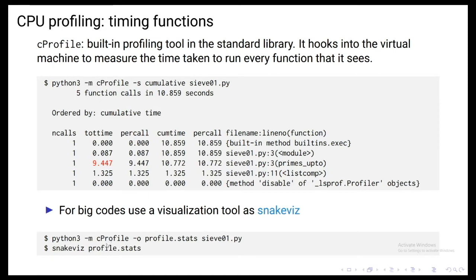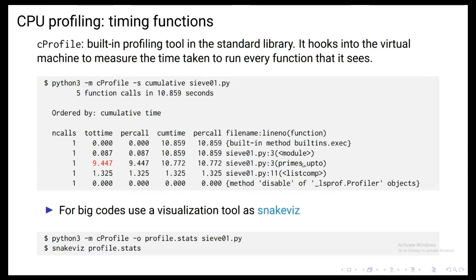dump the information from this cProfile tool, instead of to the screen, to a binary file by giving this argument -o and the output file where you want to dump that. Then you have the tool called snakevis that will be able to parse and give you a nice visual representation of that output. So snakevis is, well, you can see if you're in Linux if it's available. It's available in most Linux distributions in the repositories. Otherwise, you can pip install it.